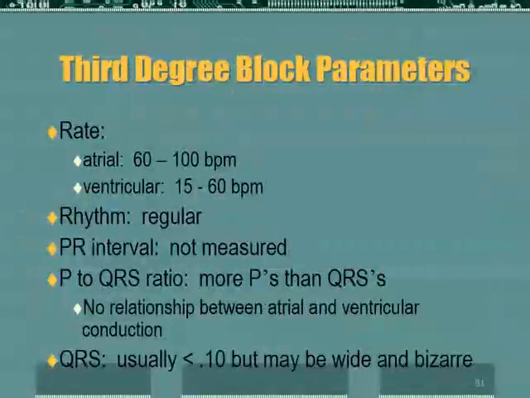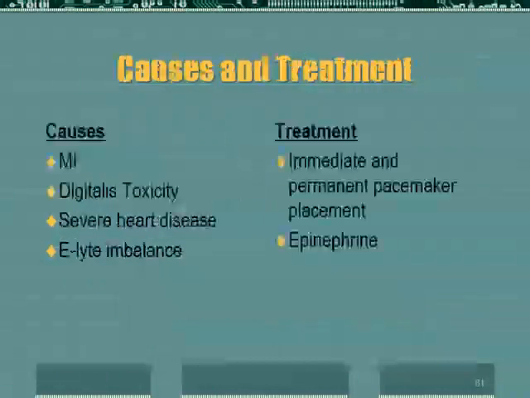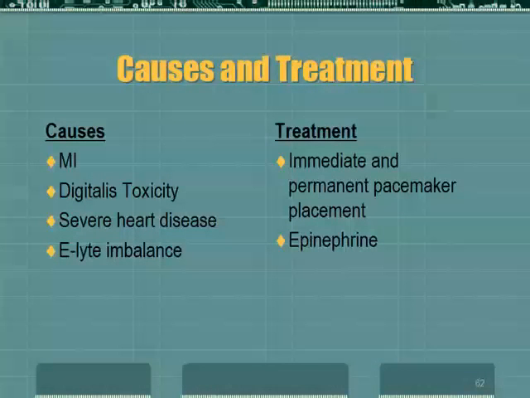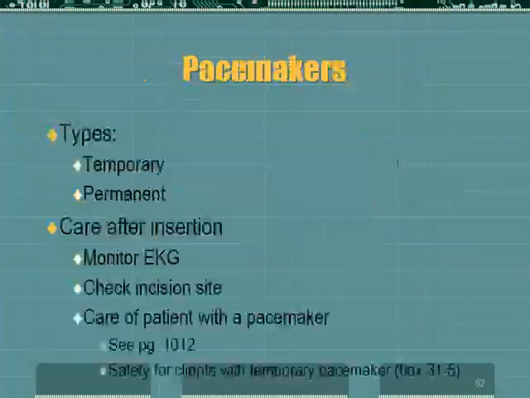The rhythm is typically, if you look at them separately, regular. The PR is not measurable, and for P to QRS, there are typically more Ps than QRSs. And essentially no relationship is going on between the atrial and ventricular conduction. A lot of times the QRS is kind of wide and bizarre if it's coming from a ventricular focus. The causes are typically a patient that's post-MI, digitoxicity, severe heart disease, and the treatment for these patients, they do require a pacemaker. In the interim before a pacemaker can be put in, they may require administration of epinephrine.